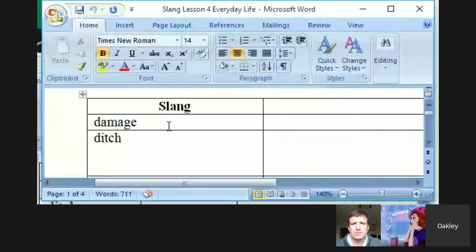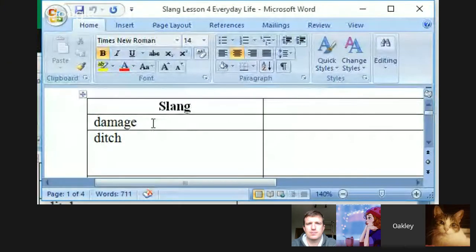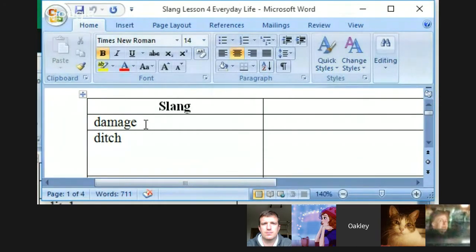Here we go. I'm going to do a screen share, and we're going to learn some English. The slang word, or used as slang. Now, remember, many slangs are normal, everyday English words that are used in a slang way. Damage, of course, is obviously an English word. But how is it used in slang?